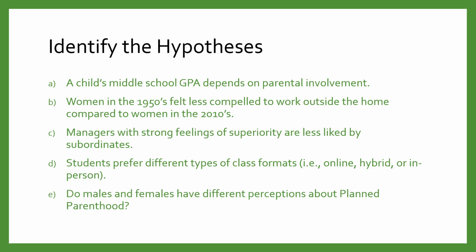So A, a child's middle school GPA depends on parental involvement. That's pretty testable, but it's not making a specific prediction, right? Are high levels or low levels of involvement related to higher GPAs or lower GPAs, right? It's not specific. It's not a directional prediction. Then B, women in the 1950s felt less compelled to work outside the home compared to women in the 2010s. Well, that is going to be a really difficult hypothesis to test, right? Because we can't hop in a time machine and go back to the 1950s. Granted, we could talk to elderly people who were in the workforce in the 50s and ask them about their experiences, but that is not really going to be a great test of that hypothesis.